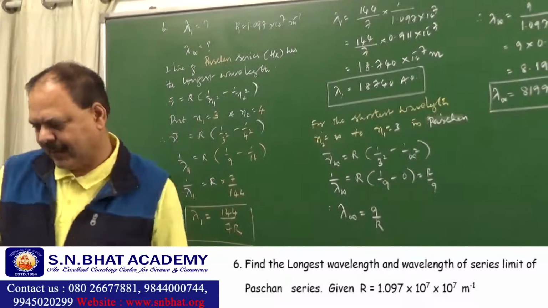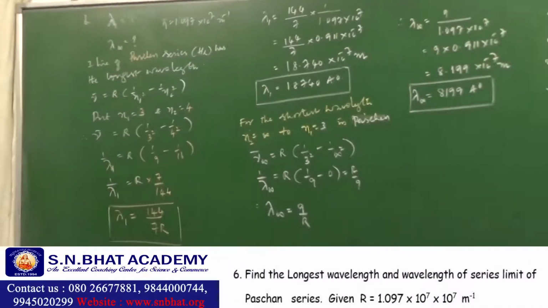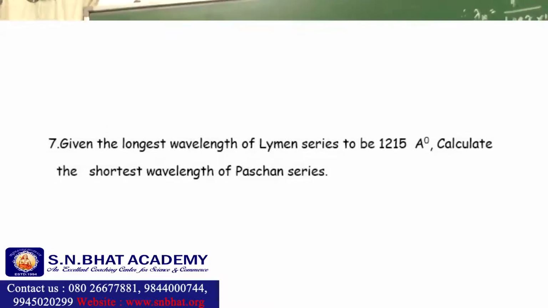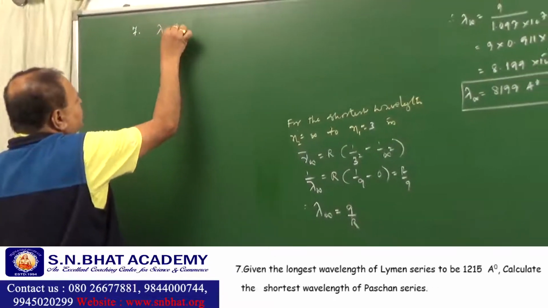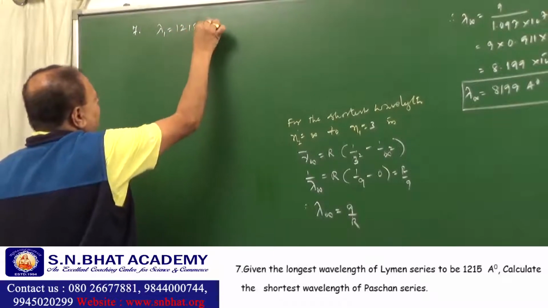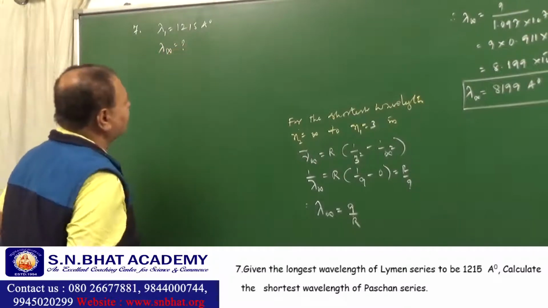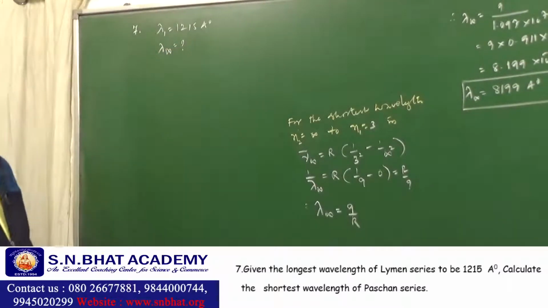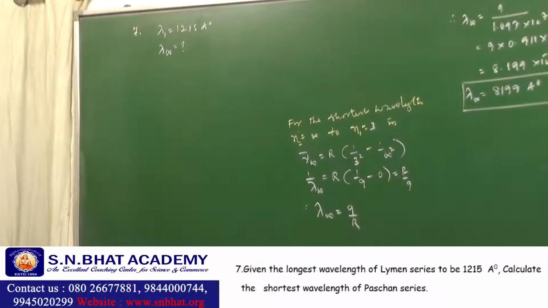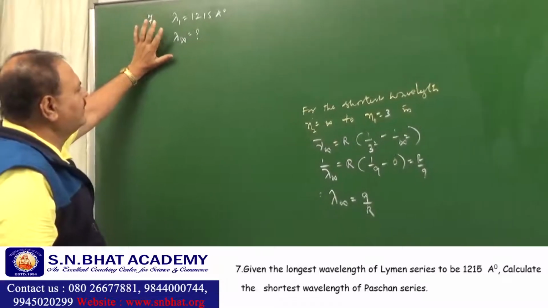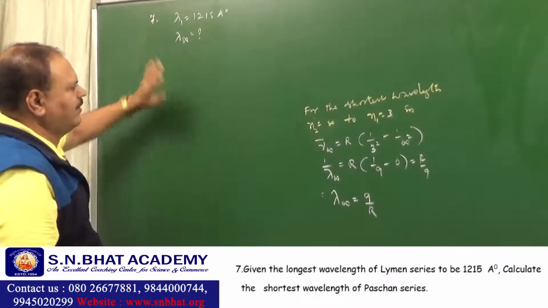Okay, we should turn to the next question. What's the question? Given the longest wavelength of the Lyman series to be 1215 angstroms, calculate the shortest wavelength of the Paschen series. Given the longest wavelength of the Lyman series to be 1215 angstroms, find the shortest wavelength of the Paschen series. Okay.